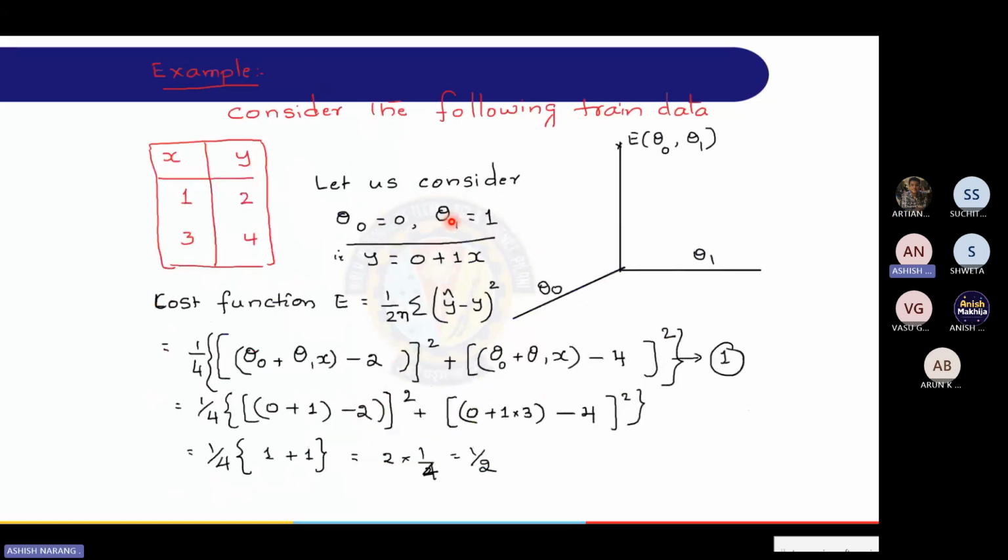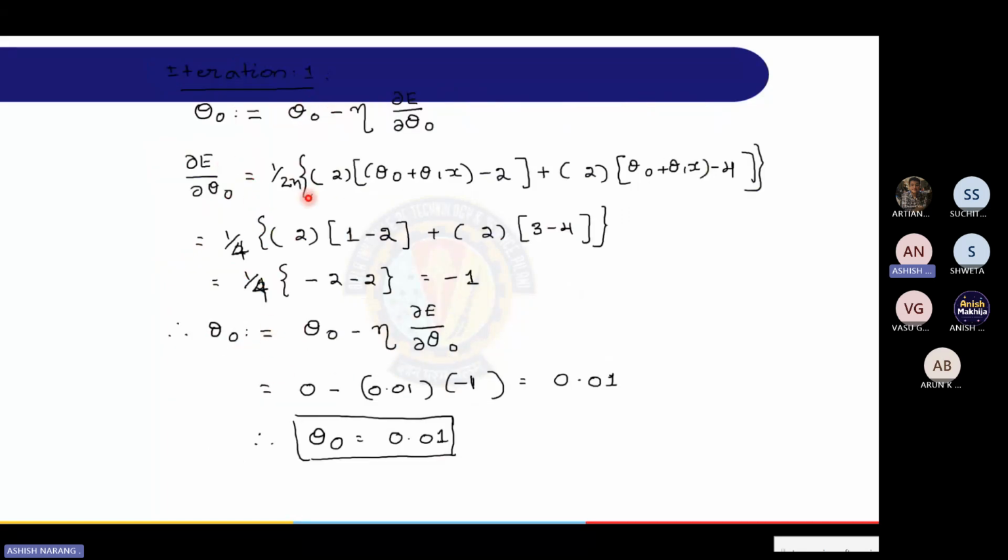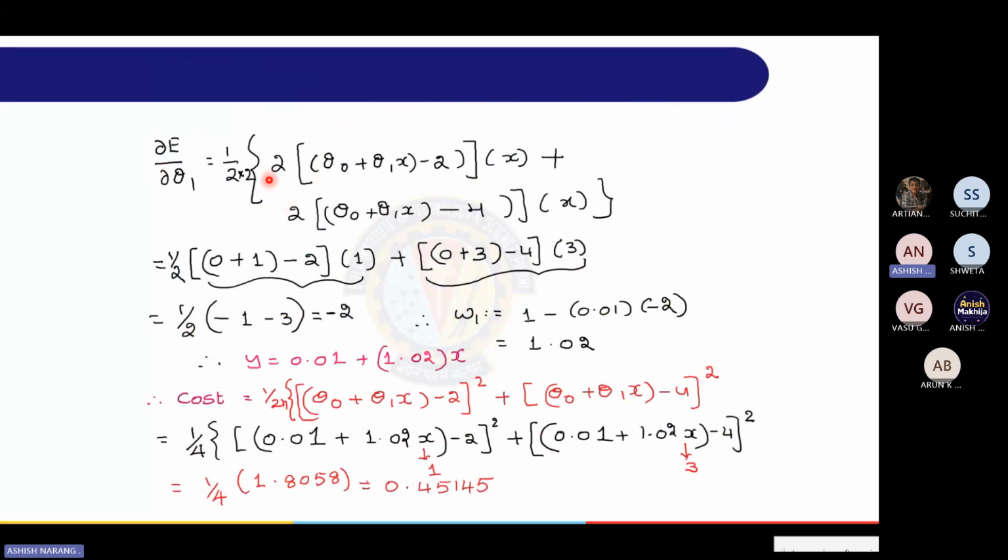So what is our cost function? This portion, right? Yes, this is our cost function. If I take the partial derivative of this with respect to theta 0, I am getting this, right? If I take the partial derivative with respect to theta 1, I am getting this. Okay, so now we took it with respect to theta 1.